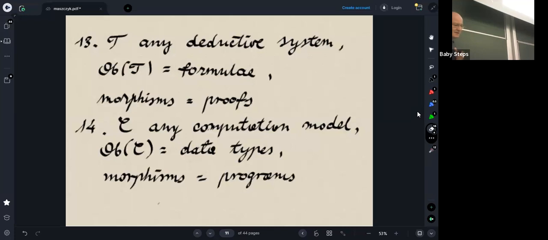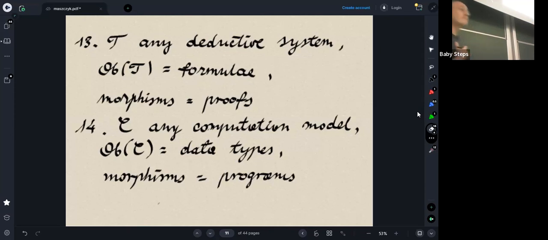Okay, thank you. And the last example is a category of any model of computation, where objects are data types and morphisms are programs, and these two examples are strictly related.